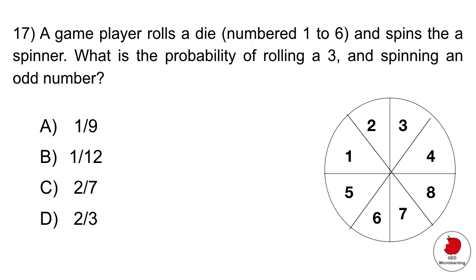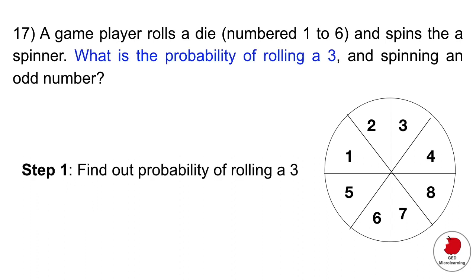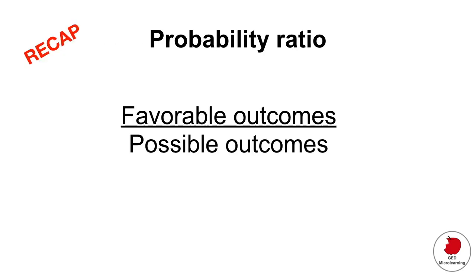Question 17 is a probability question. So it says, a game player rolls a die, numbered 1 to 6, and spins the spinner. What is the probability of rolling a 3 and spinning an odd number? Okay, so let's do this in several steps. The first thing is we have to find out the probability of rolling a 3. So we have to use this equation that we've gone over a few times: favorable outcomes divided by possible outcomes.